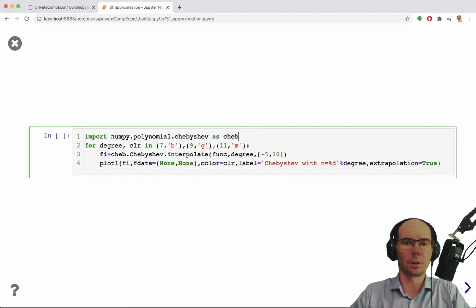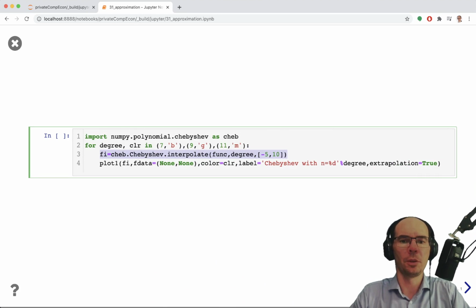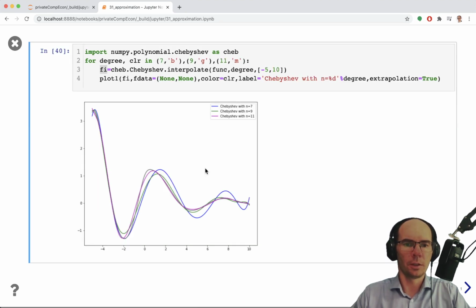So we have to import the Chebyshev module, which is also a sub-module of NumPy. And I'm going to do the same loop as I did before with the least squares fitted polynomials, but now we're using this Chebyshev interpolation. And observe how this is being used. This does not require the lambda function in addition. So this is like a normal interpolation routine that we had in the beginning. Right, so fi is going to be the interpolating function. And let me run this.